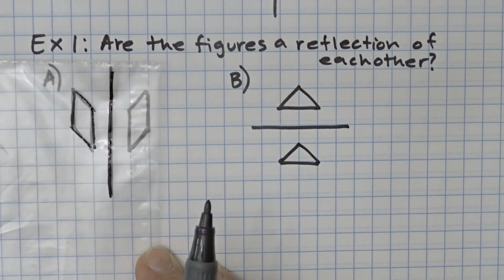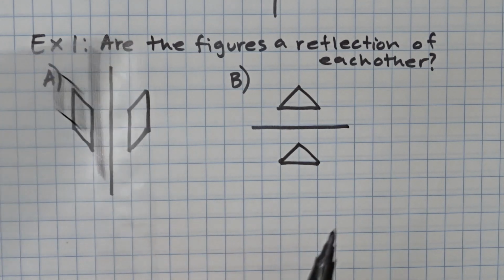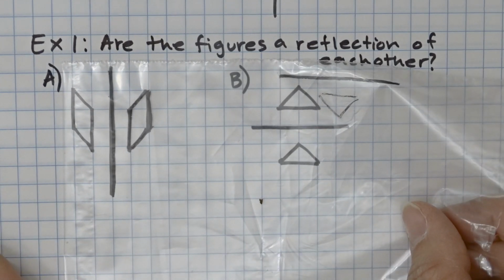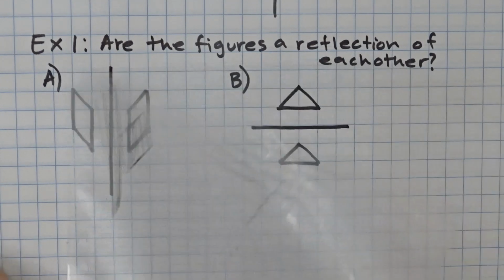And now if I were to flip this over, it looks like it lands perfectly. So that is a reflection.